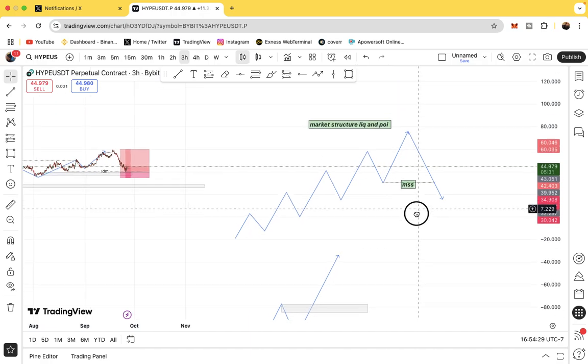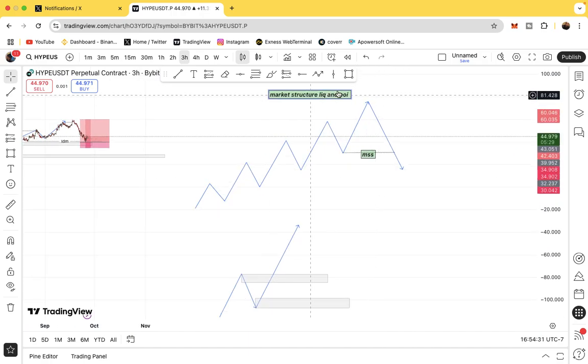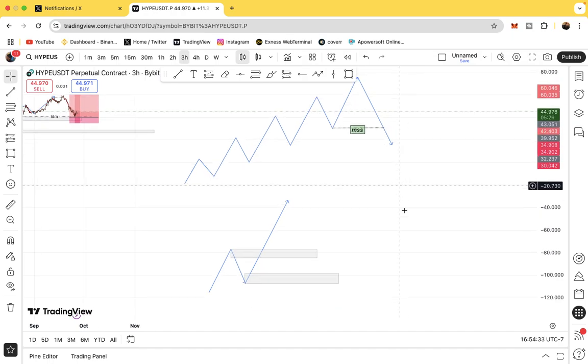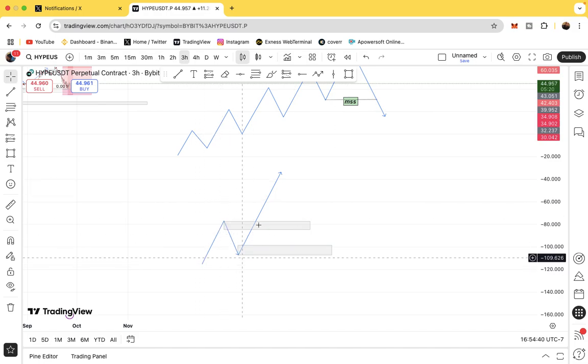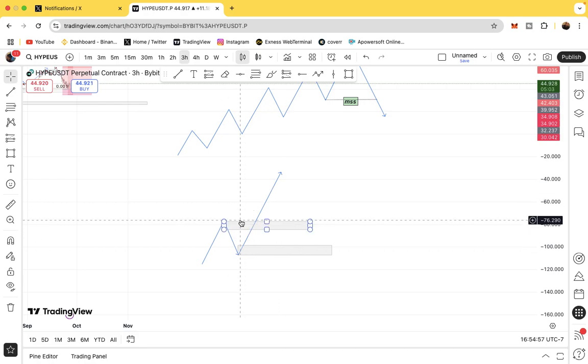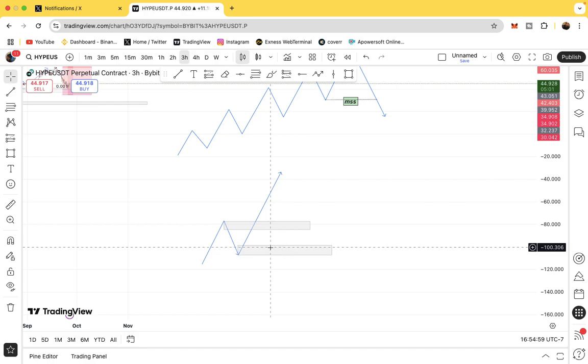Just as I told you, the strategy consists of market structure, liquidity, and point of interest. So you want to understand market structure, you want to understand point of interest, you want to understand liquidity. So we have highs, lows, highs. Where's your point of interest? The breaker block, which is the failed order block, and the main order block. You want to make sure all of these zones are yet to be mitigated. Once you see an expansion to the upside just like this, you pay attention to your point of interest: the breaker block and the order block level.